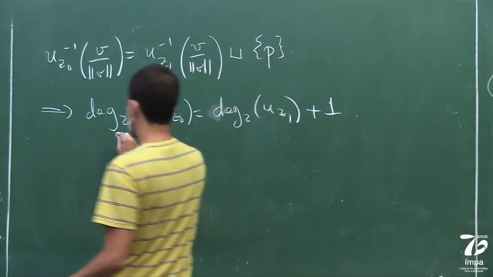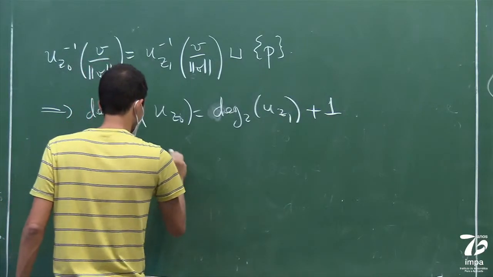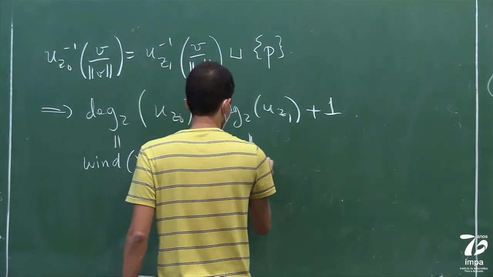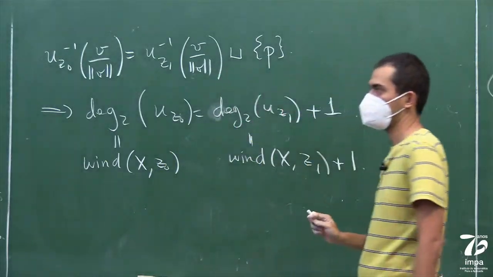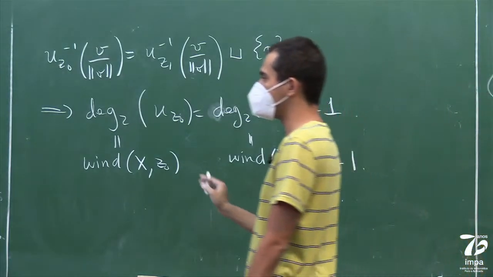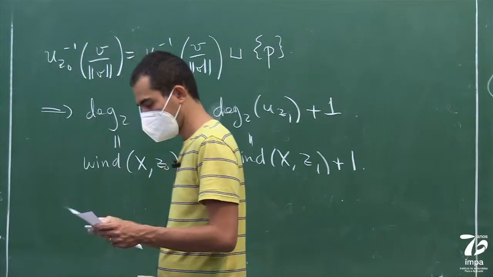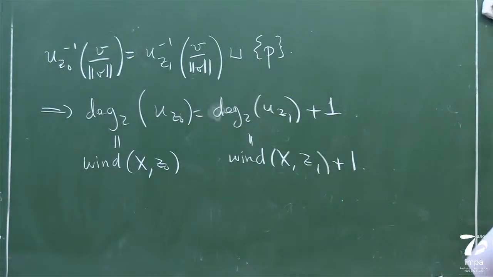And this is by definition the winding number of X with respect to Z0, and this is the winding number of X with respect to Z1, plus 1. So that's step 3. You see, it's very simple, but it's very important. This is kind of the crucial step. And finally, step 4 is just concluding. This is the conclusion.